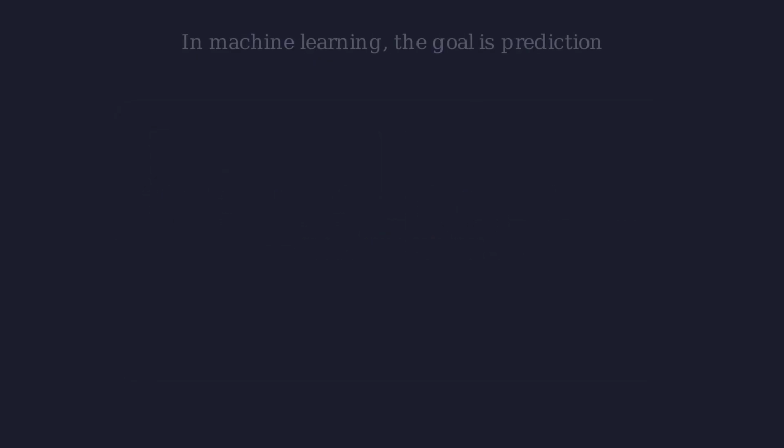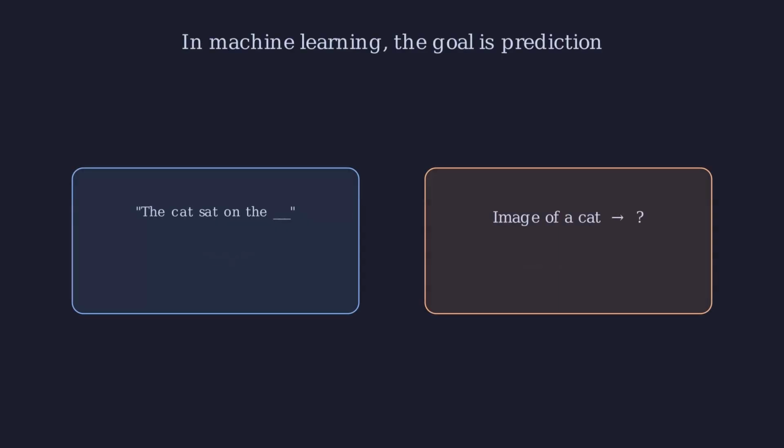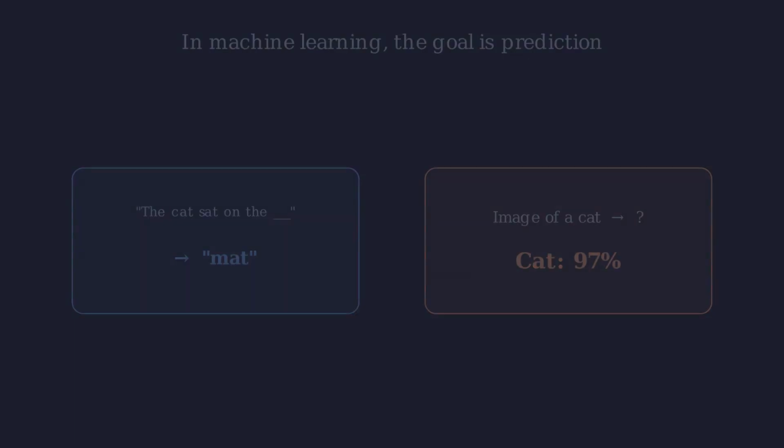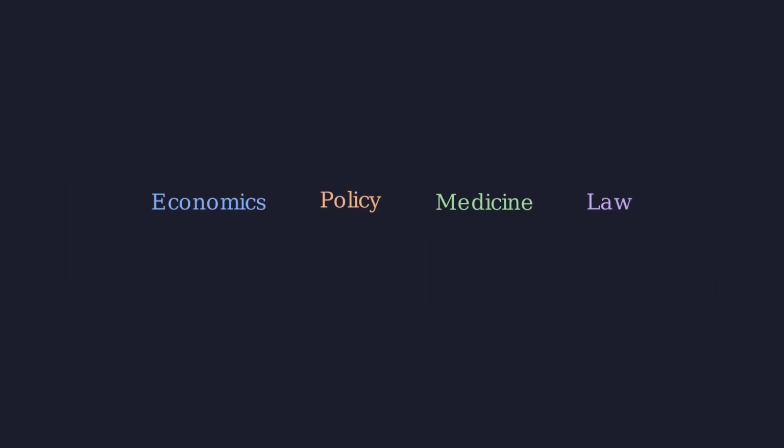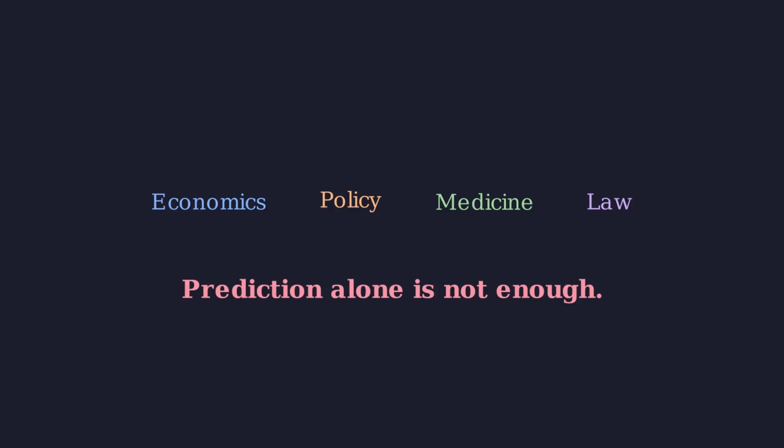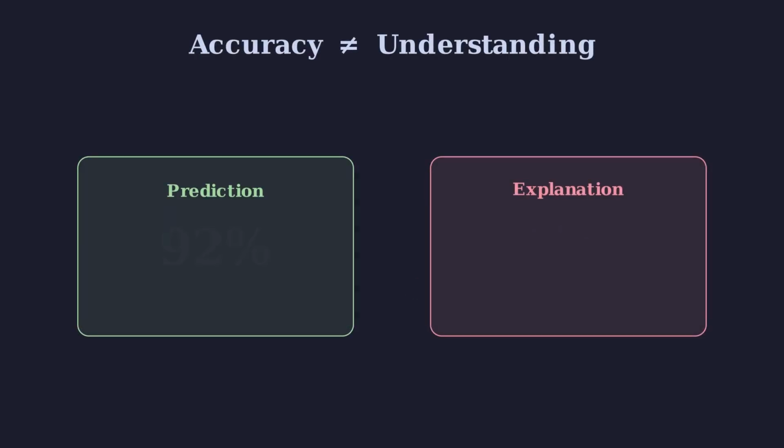In machine learning, the goal is usually prediction. Can I predict the next word? Is this image a cat? But in economics, policy, medicine, and many other fields, prediction isn't enough. We need to ask harder questions. Why did this happen? What caused it? What would change if we intervened? These aren't the same question, and they don't have the same answer. A model can be brilliant at prediction and completely useless for explanation. Accuracy and understanding are not the same thing.